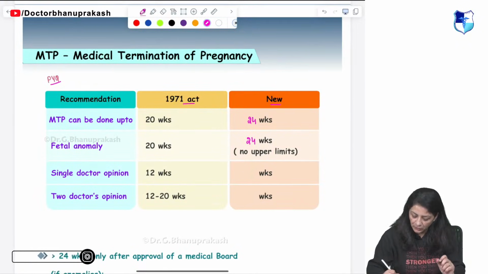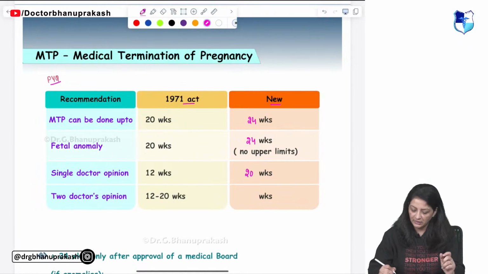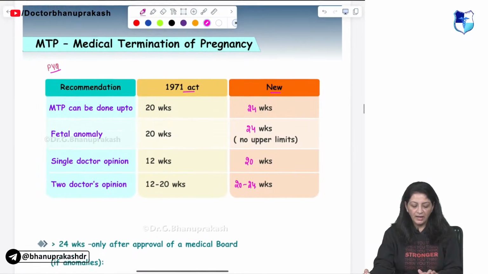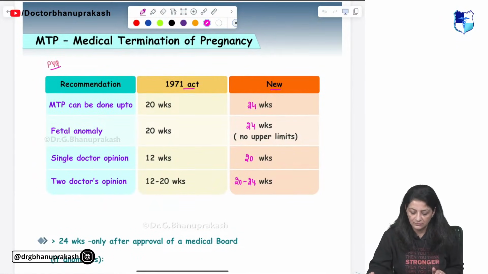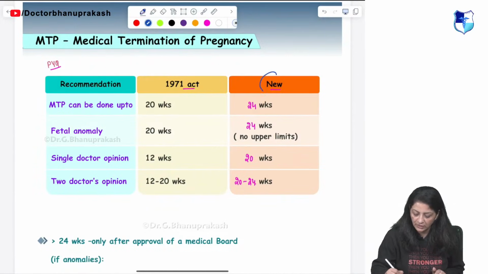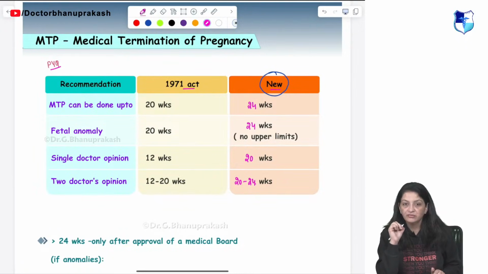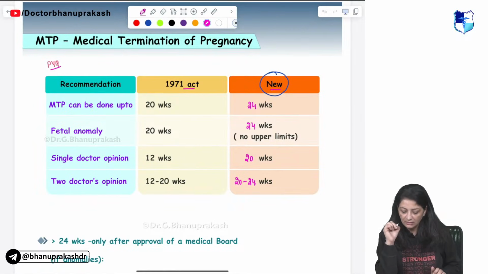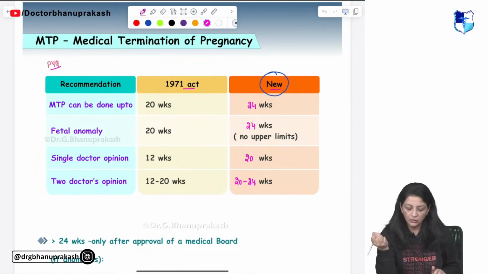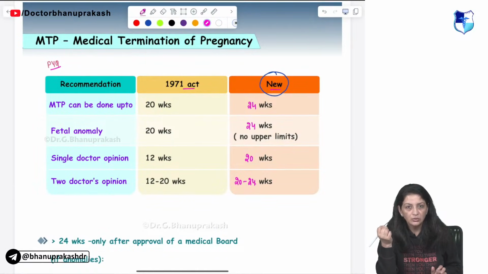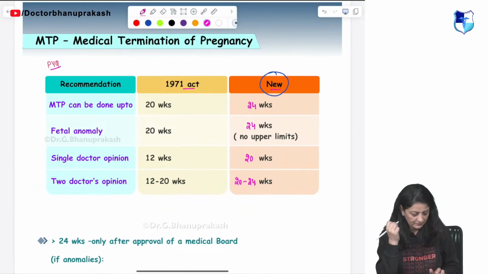Single doctor opinion up to 20 weeks. Two doctors opinion for 20 to 24 weeks. These are the MTP recommendations according to the new Act. MTP can be done up to 24 weeks. If there are fetal anomalies, then no upper limits. Single doctor opinion up to 20 weeks and two doctor opinions for 20 to 24 weeks of gestation.